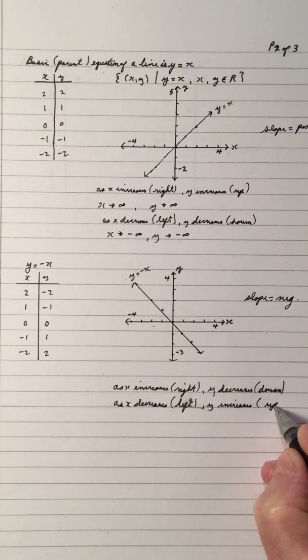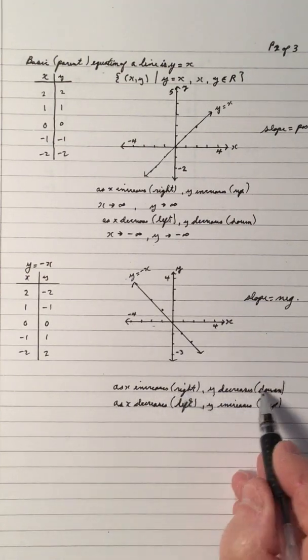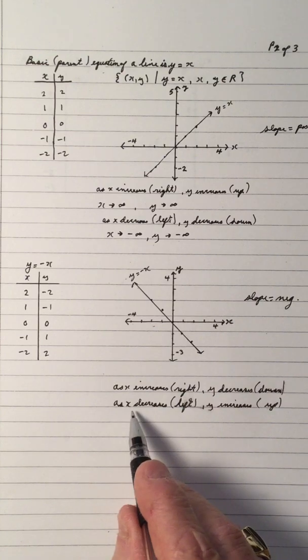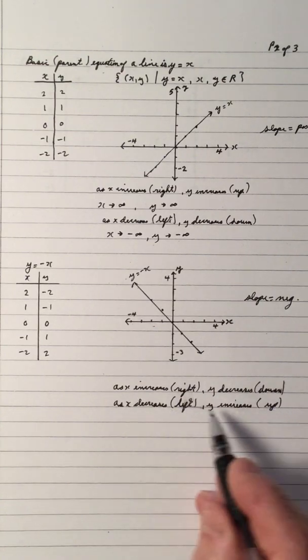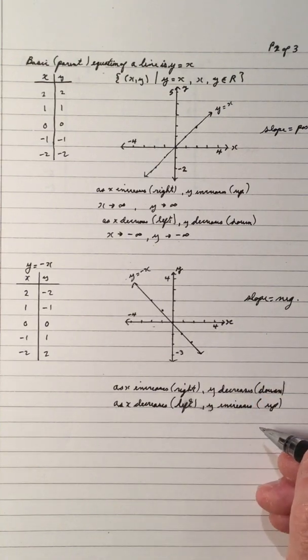They go up. Again, notice x goes to the right, the y goes down. That's the opposite. So that's a negative slope. As x goes to the left, the y goes up. So that's a negative and a positive, so that's a negative slope.